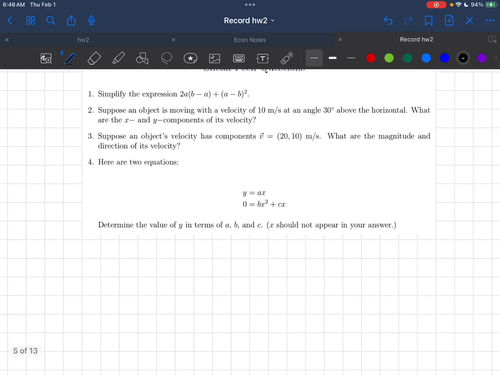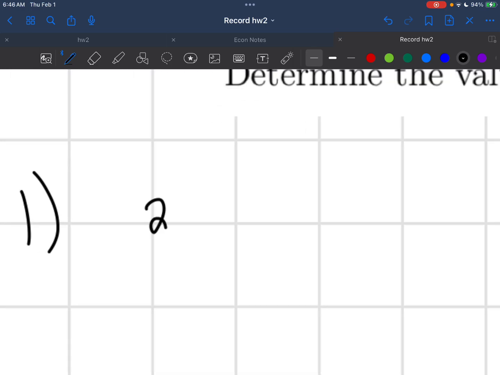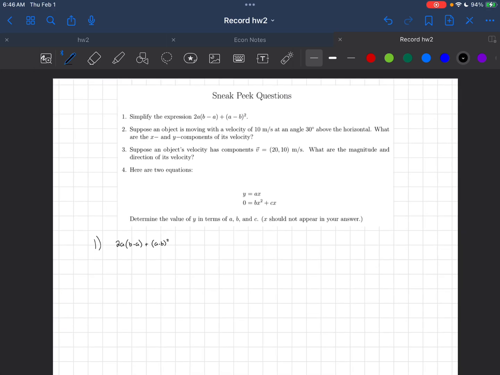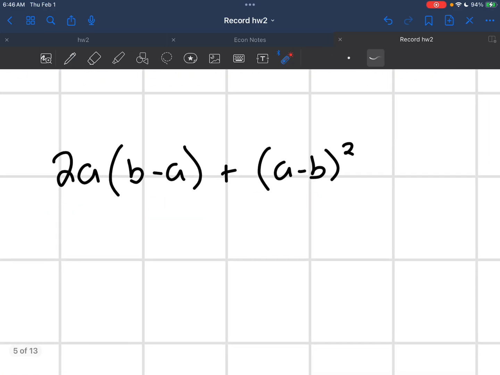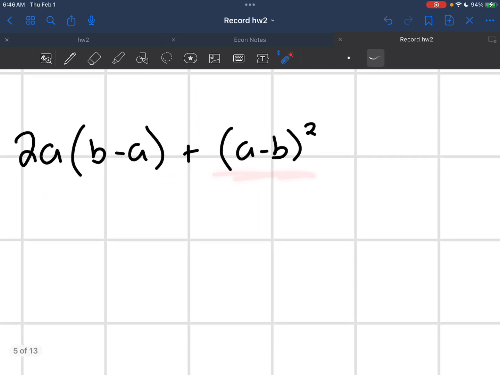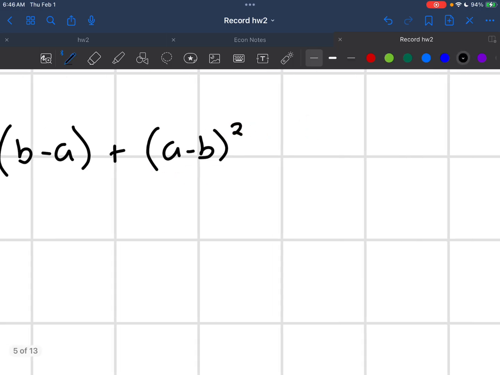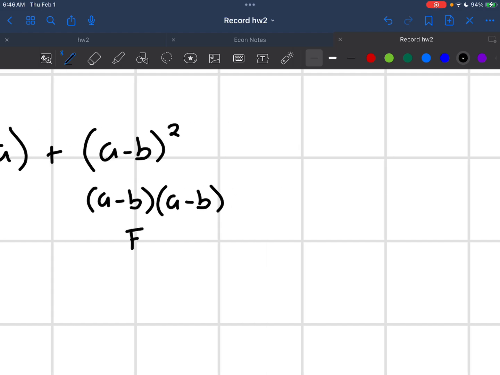All right. So first thing that we want to do, question 1, is we're simplifying our expression, which is 2a times b minus a plus a minus b squared. Okay. So I have two larger terms with some bits in between. The first one I want to do is, I don't like having exponents, so I want to FOIL this out. When I have a squared binomial, I'm just taking a minus b times a minus b. All right, so I'm going to FOIL.